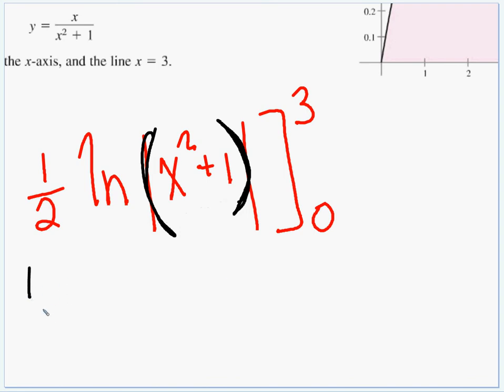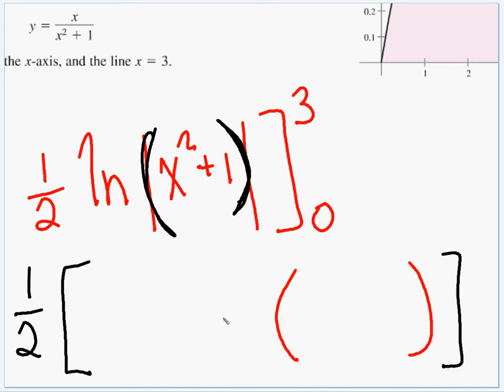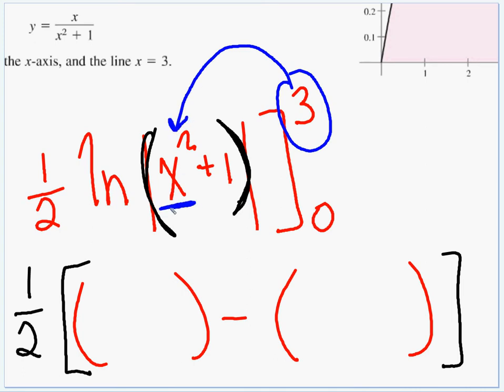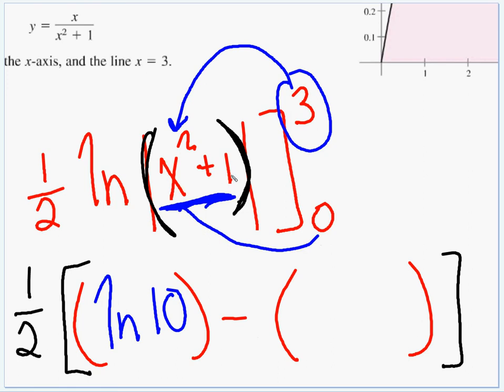So let's see. Let's do a little fundamental theorem. We've got our 1/2 out there, and I'm going to set up some empty parentheses in here. We'll fill up with our upper and lower limits. So let's see, of course, first the 3 is going to jump in. So 3 squared is 9. 9 plus 1 more is 10. So this becomes the natural log of 10. Minus 0 jumps in. 0 squared plus 1 is 1. So this becomes natural log of 1.